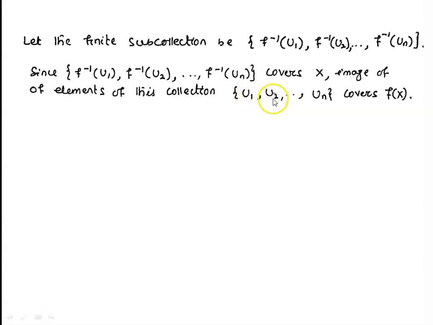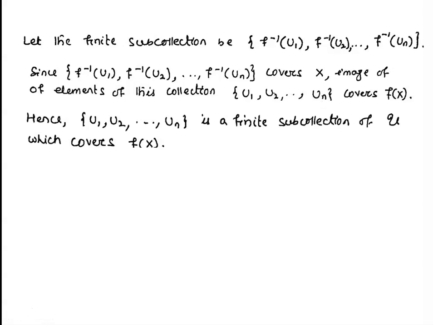And here this U1, U2, U3, U4 up to UN is a finite subcollection of the collection U, which covers F of X. So F of X is compact.